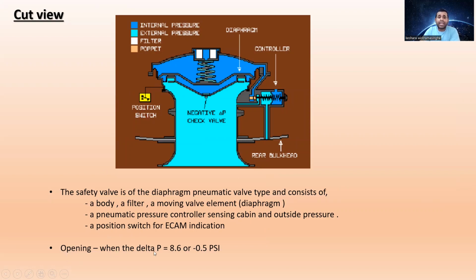The safety valve will be open when the delta pressure equals 8.6 plus or minus 0.5 psi.